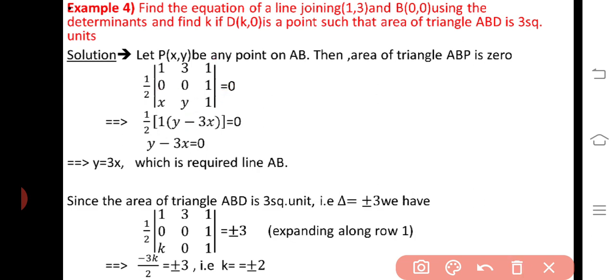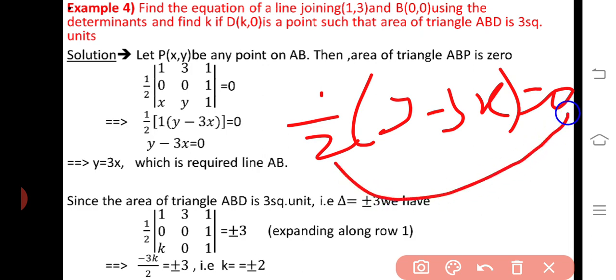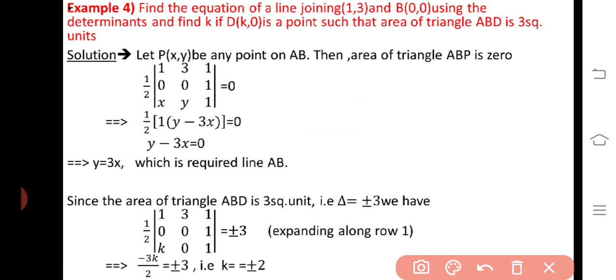is equal to 0. This implies 1 by 2 into y minus 3x is equal to 0. If you shift 2 to the right-hand side, we get y minus 3x is equal to 0. This implies y is equal to 3x, shifting minus 3x to the right-hand side, which is the required line AB. This is the first question.